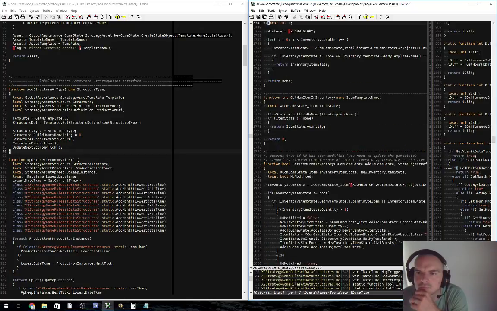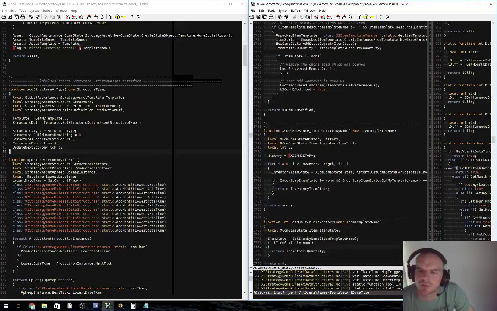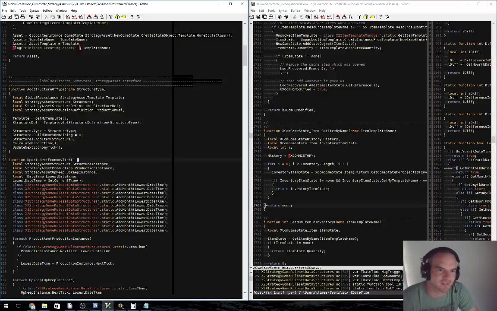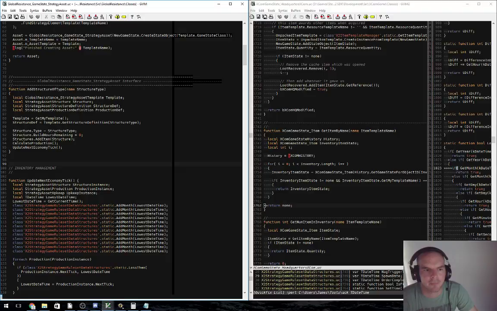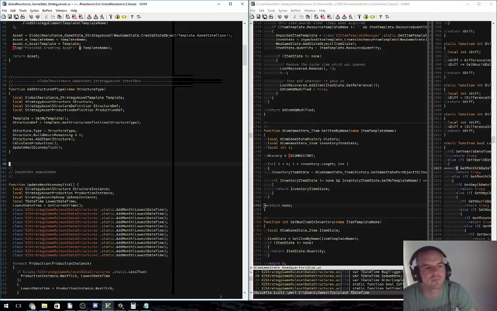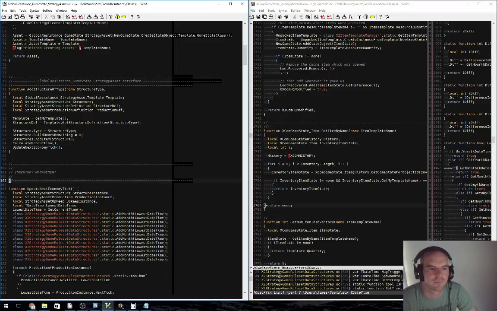Get item by name. So I think I'm going to pretty much just copy wholeheartedly some of these functions because they're basically what I needed. So inventory management.